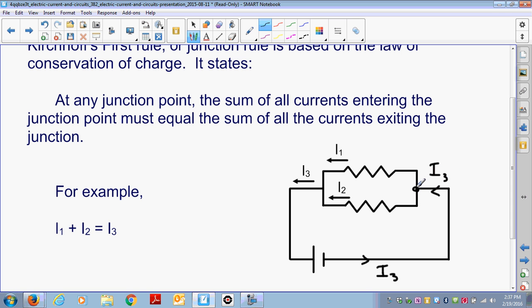This would be the junction. What goes in, I3, must equal what goes out, which is I1 plus I2. Here's another junction which says that I1 and I2 have to give me I3. So we set I1 plus I2 equal to I3.